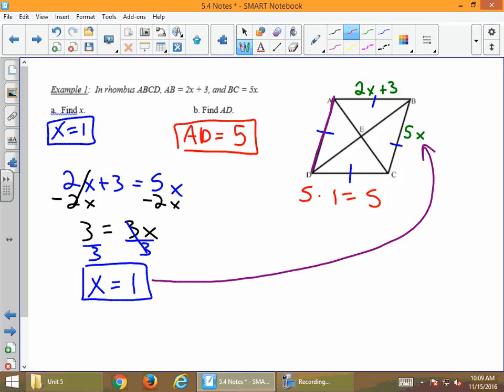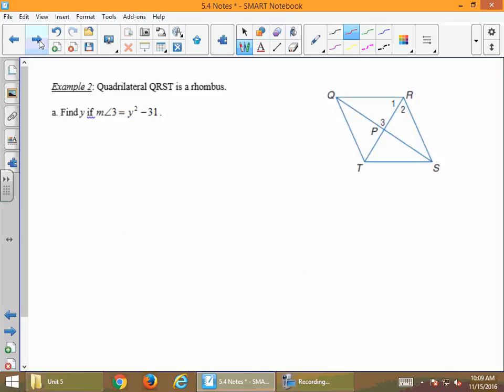All right. Questions on that? Sides congruent, all 4 of them. Moving on, this guy. Well, still dealing with a rhombus, or a rhombi. So, again, I think we had that same issue with that labeling situation. Find y if the measure of angle 3 is y squared minus 31.